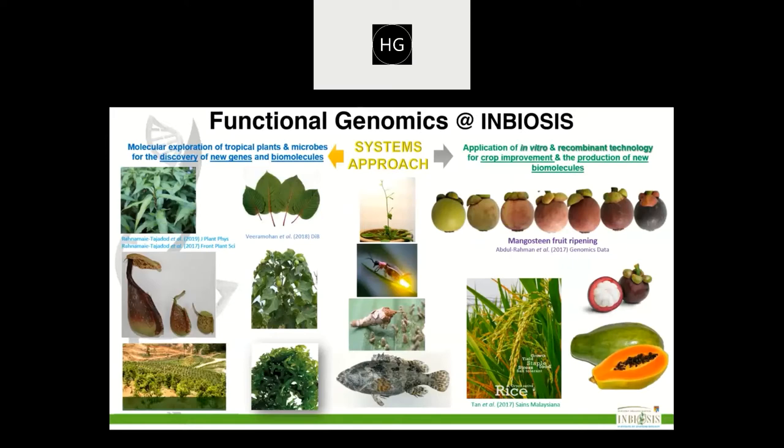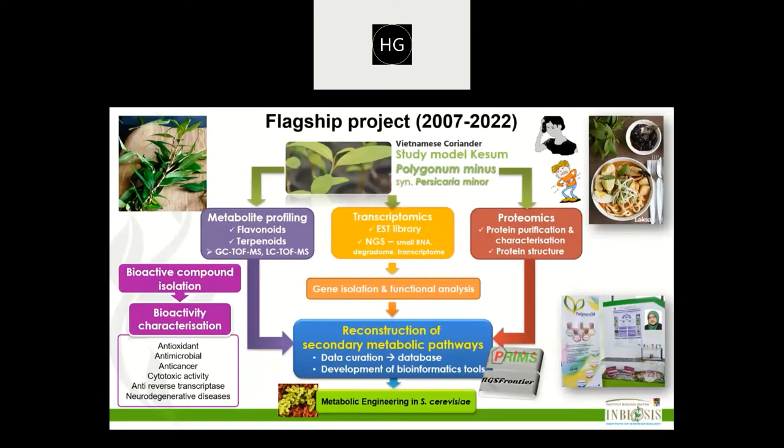So the first part of this talk will be on the Kesong. What is Kesong? Kesong is actually the Vietnamese coriander. In Malaysia, Kesong is the local name. And the scientific name is Polygonum minus, also known as Persicaria minor. Persicaria minor is actually the latest name, but I tend to like to use Polygonum minus since the beginning.